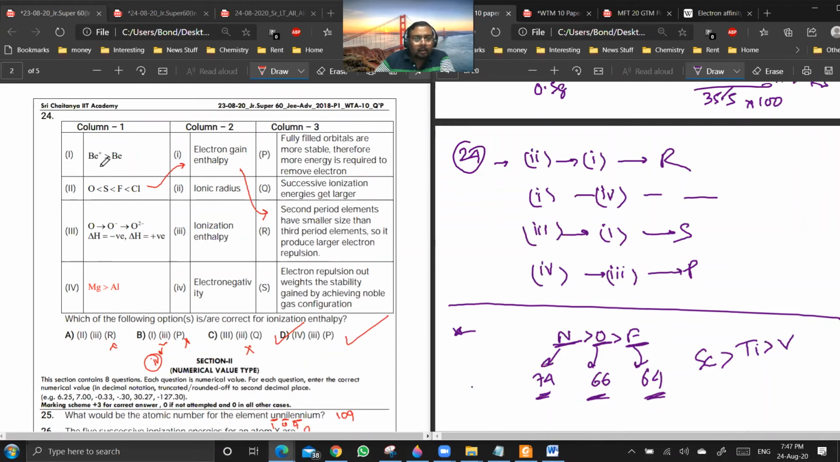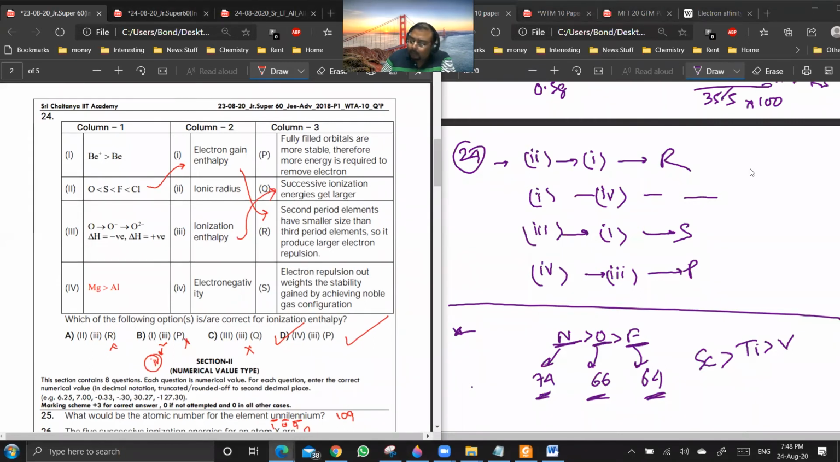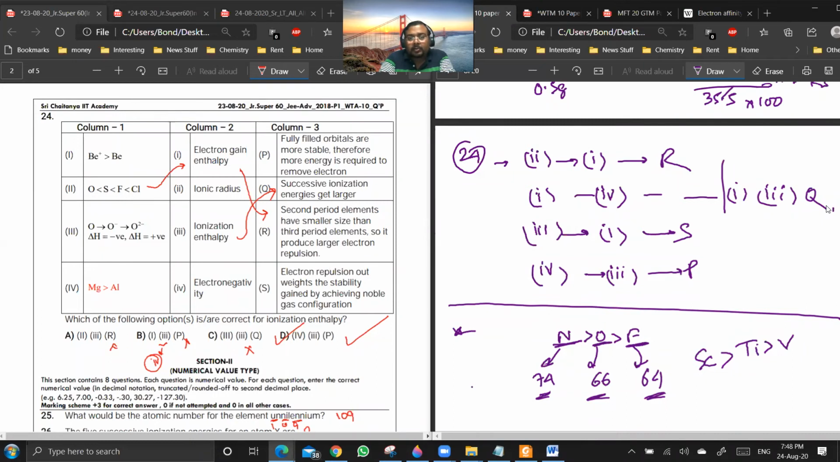Now you see 1 is B plus greater than B. Now this can be judged for the fourth option, electronegativity. B plus will have more electronegativity than B. But correspondingly, there will be no option in option 3. The 1, 3, if I am talking ionization energy, B plus will definitely have more ionization energy than B. But after that, there is no corresponding. Okay, 1, 3, it should be Q actually. Are you getting a point? 1, 3, and Q. Successive ionization energies will be getting larger. Getting a point? But they have given 1, 3, P.